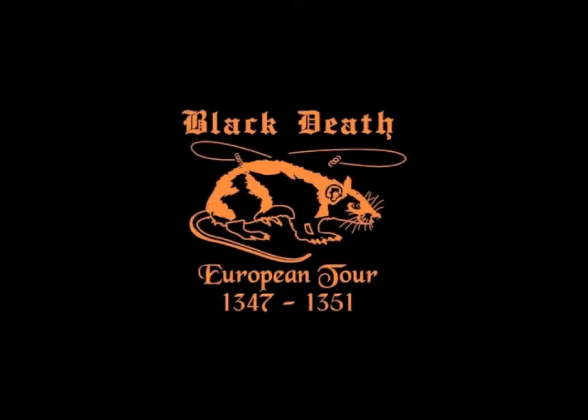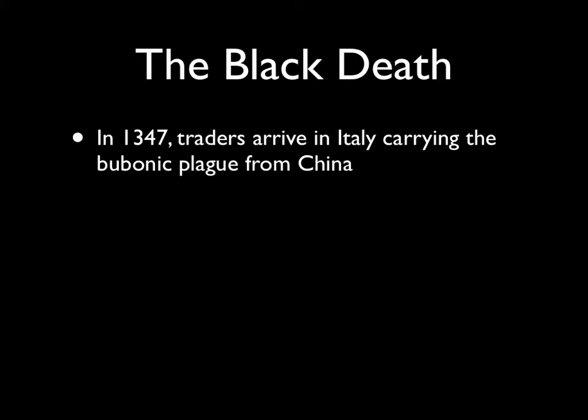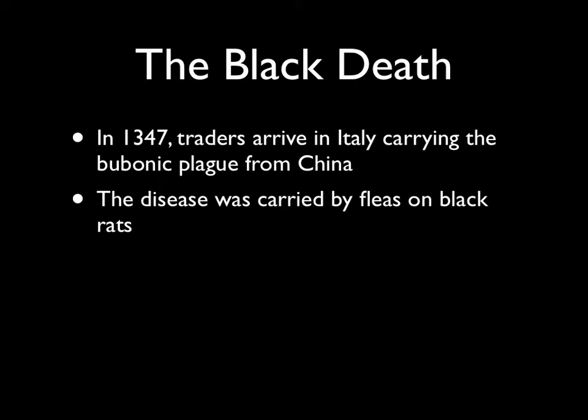The Black Death made its tour of Europe from the years 1347 to about 1351 when it finally died out. In 1347, traders arrive in Italy carrying the bubonic plague from China. China is where this disease started. If you remember from our music video, they talked about the Mongols in China who were in a battle with the Italian traders in Kaffa, a city called Kaffa, and they were hurling the dead bodies of people that had died from the disease at their enemies to try to get them to become sick and die.